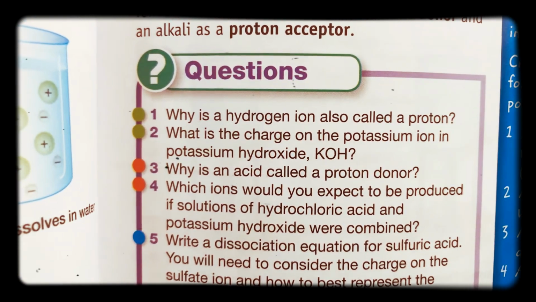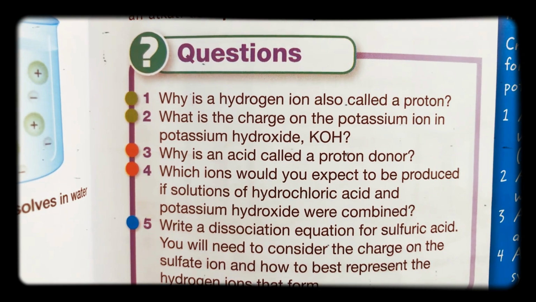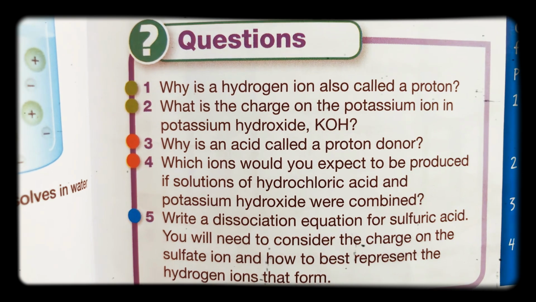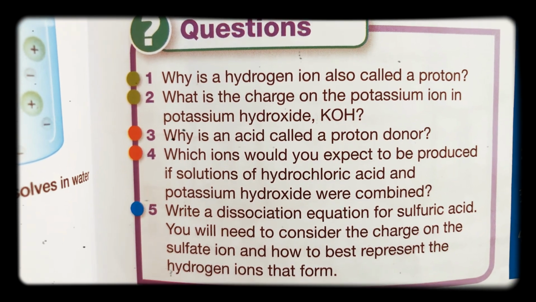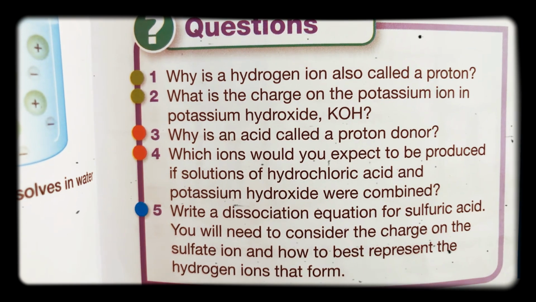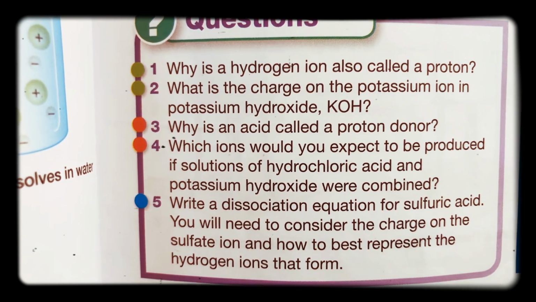Why is an acid called a proton donor? Pause the video. So an acid is called a proton donor because in the reactions of acids, we have the acids donating protons to proton acceptors, which are often alkaline.